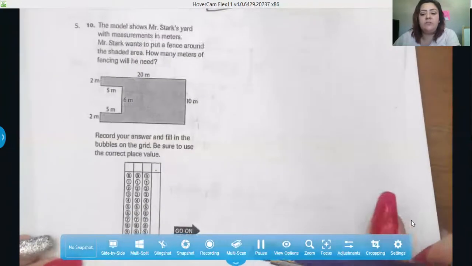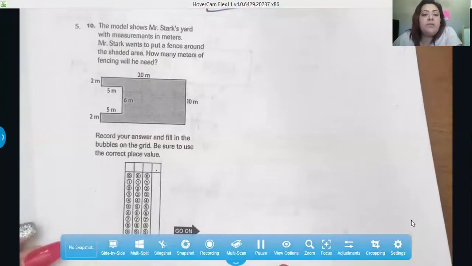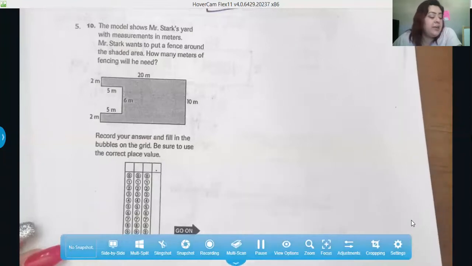All right, the model shows Mr. Stark's yard with measurements in meters. Mr. Stark wants to put a fence around the shaded area. How many meters of fencing will he need?